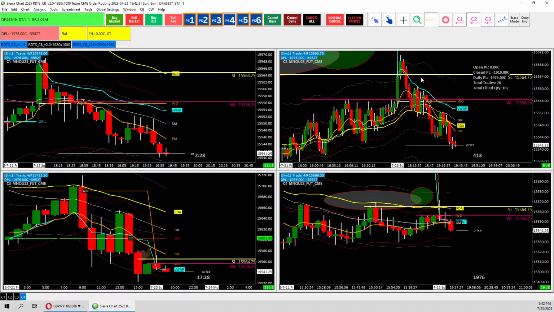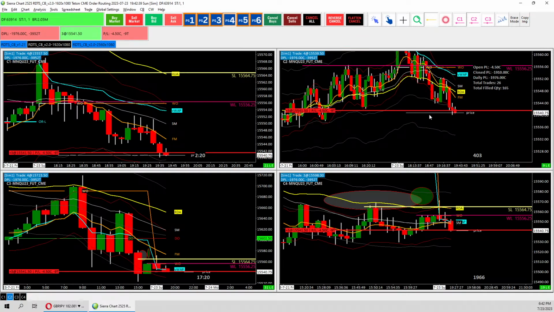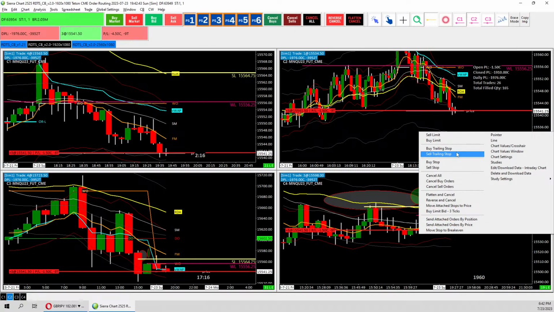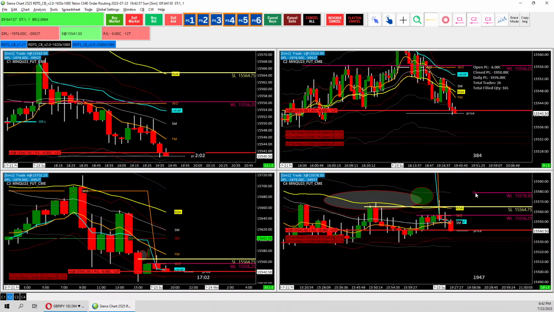I'm in sim mode right now, so we could enter a trade, for instance. Let's buy the market. Let's buy 3. And then what we can do is put in trailing stops. What I really like about Sierra Chart, you see I have 3 trailing stops that I just put in. I can move my trailing stops, and now it moves them and updates them. It's really awesome.